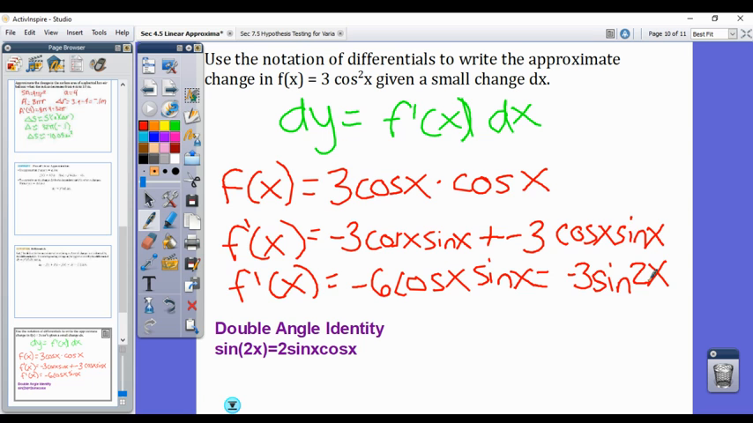Okay. If you didn't remember the double angle identity, there's a bunch of different simplifying rules in the front of your textbook that you can reference. So don't feel bad if you did not remember that. All right, so now all we have to write down is the change in y, dy, is going to be equal to negative 3 sine 2x dx. And then we're all done. Okay? All right, let's do one more example.